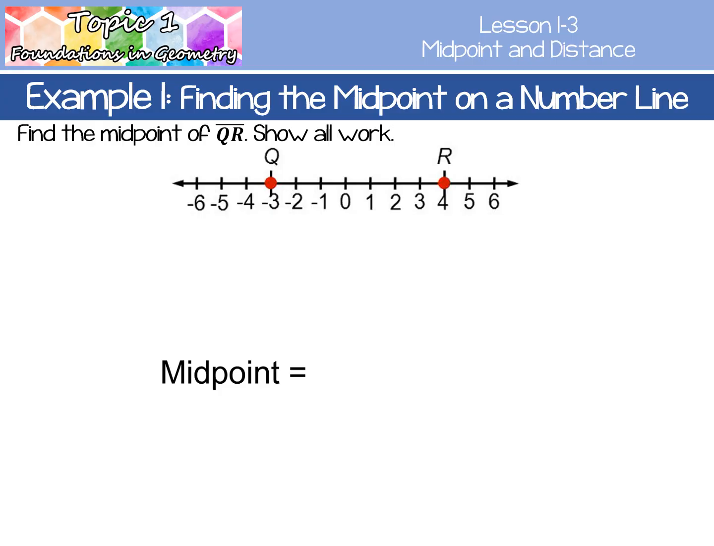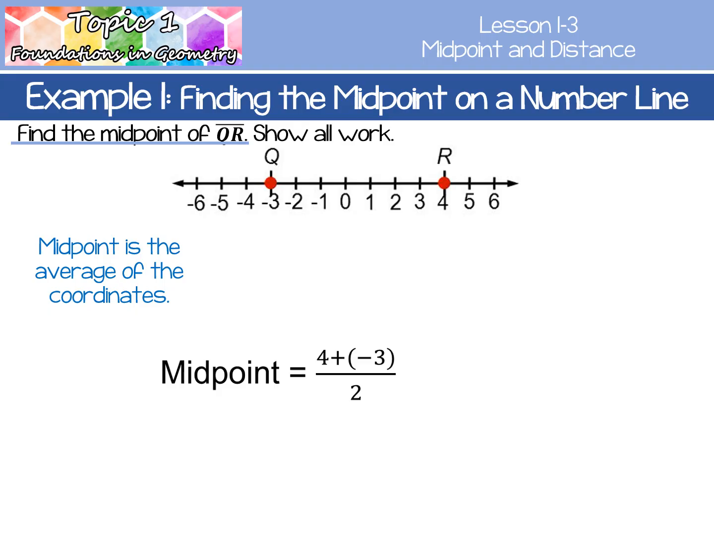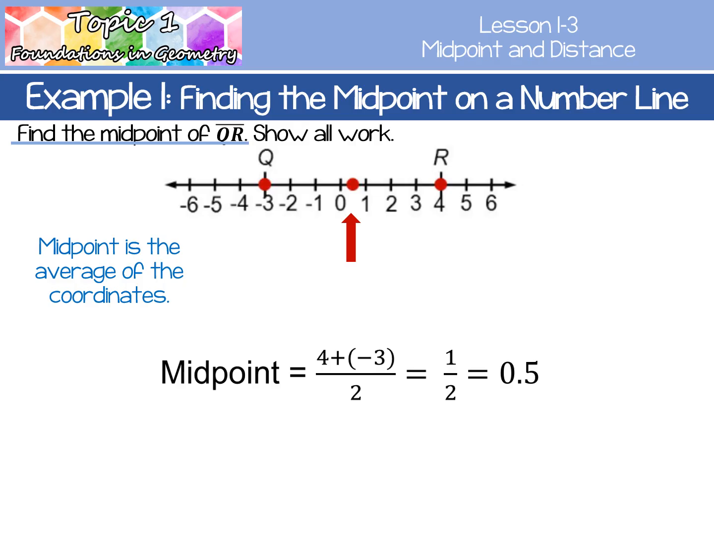Let's find the midpoint of segment QR. We are given coordinates for Q and R. The midpoint is the average, so we add them up. 4 plus -3 divided by 2. Be careful if you're putting it in the calculator. You need to get that sum on top before you do the divide by 2. So you can't just type it straight in. So be careful with that. So that's 1/2 or 0.5, and there it is on the number line.